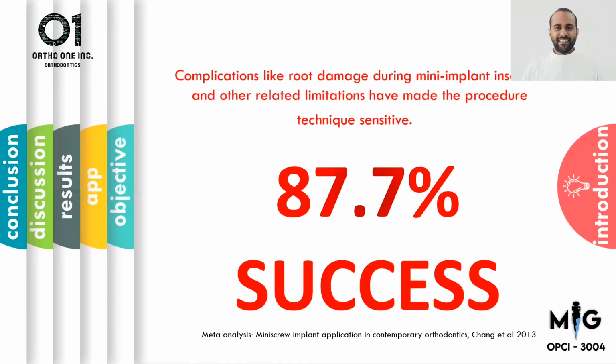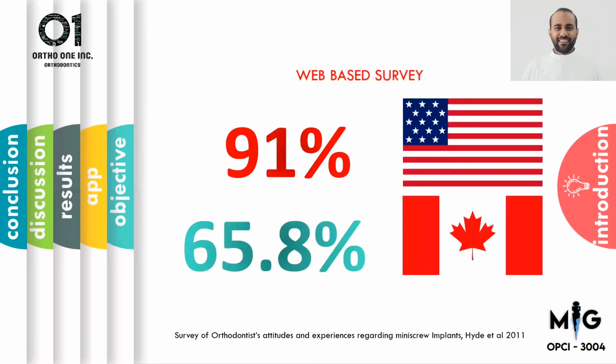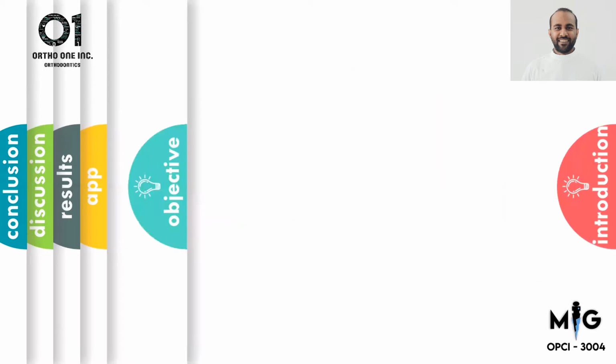The success rate of mini implants is 87%, and the complications related to mini implant placement are that it can cause root damage, fracture of mini implants, injury to dental structures like nerves and arteries, and also soft tissue irritation. In a web-based survey conducted in the United States, 91% of the orthodontists said that they use mini implants in their day-to-day practice. Whereas in Canada, it is only 65.8%, where Canadian orthodontists prefer to use more conventional mechanics.